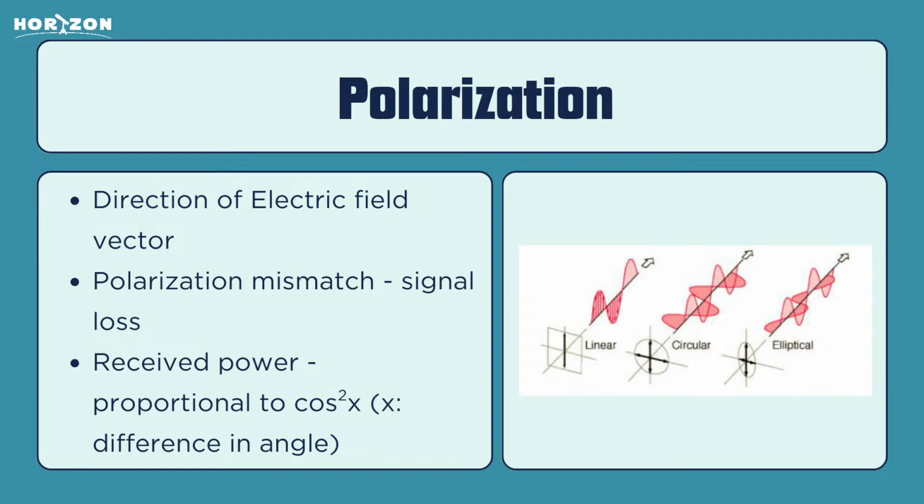Polarization. The polarization of an electromagnetic wave is the direction of the electric field vector, and it is necessary for the polarization of an antenna to match the polarization of the signal to avoid signal loss. There are three types of polarizations as shown in the figure: linear, circular, and elliptical.